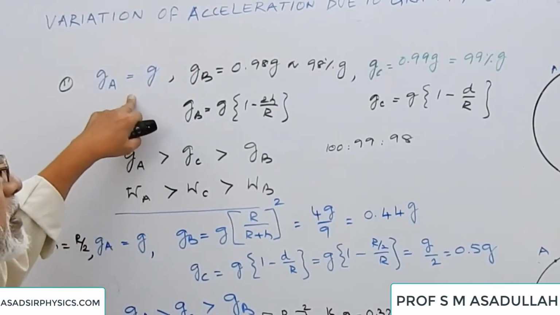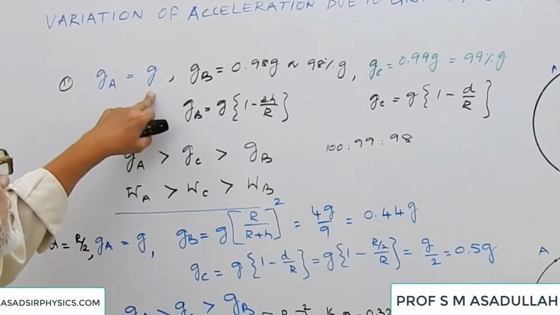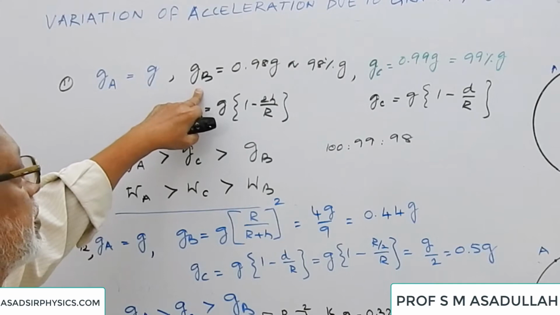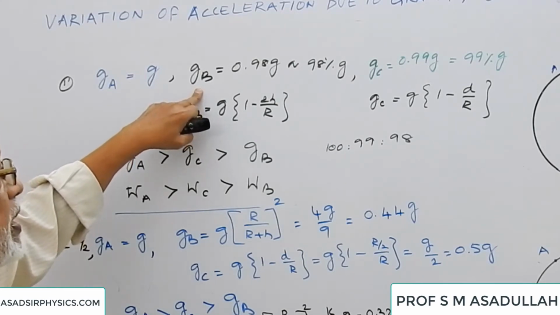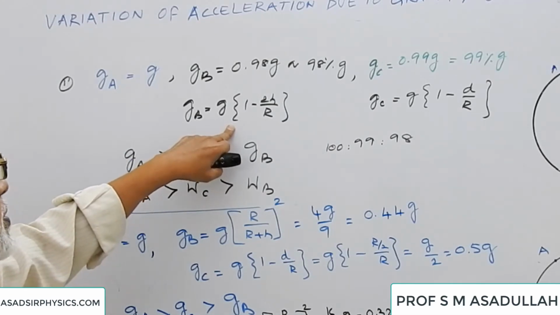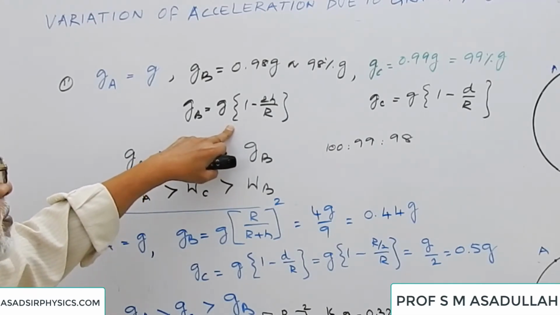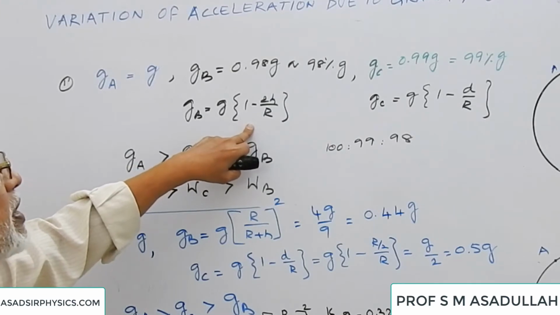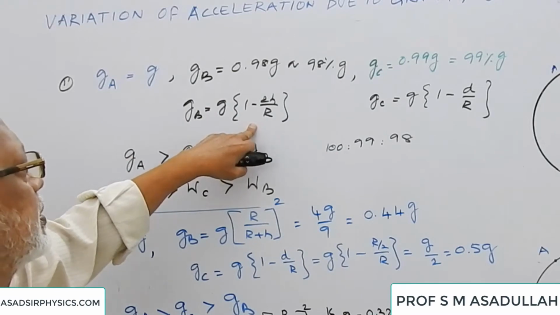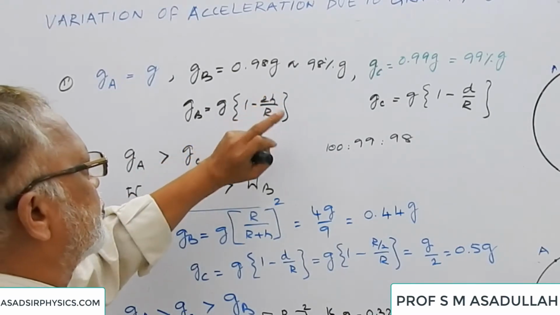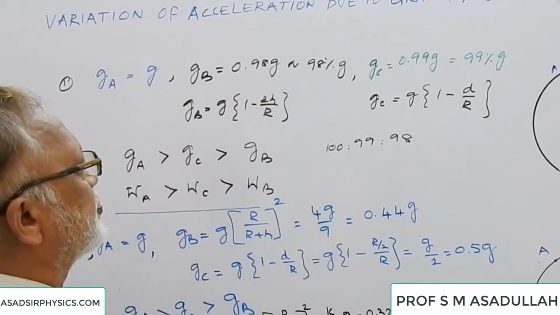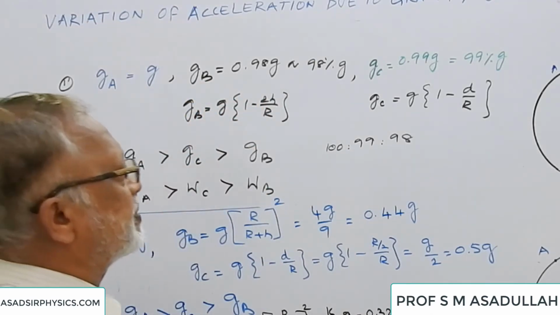Suppose A is at the surface of the earth, therefore the acceleration due to gravity is g. Now let us consider point B. To find the acceleration due to gravity at a height h, we use the formula gb = g(1 - 2h/r). Why are we using this? Because h is very small when compared to the radius. Substituting, h is 1%, so 1 into 2, a 2% decrease will be there. Therefore, gb = 0.98g or 98% of g.